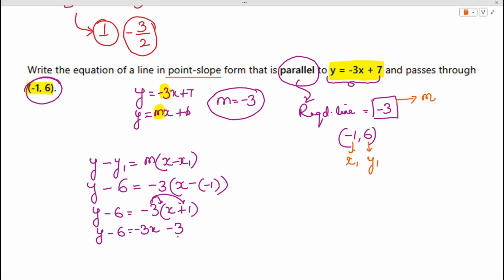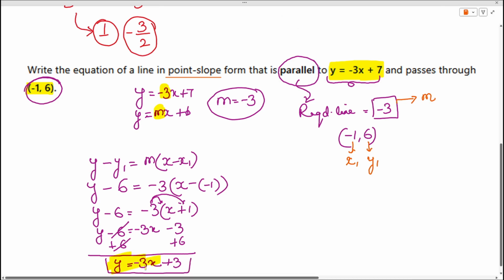Now, if we want to write this in the slope-intercept form, we just need to add 6 on both sides of the equation to get rid of the negative 6 over here. So negative 6 and 6 get cancelled. We have y is equal to negative 3x. Negative 3 plus 6 is just a 3, and this is the equation of a line which has the same slope as this equation, and it also passes through the point negative 1 and 6.